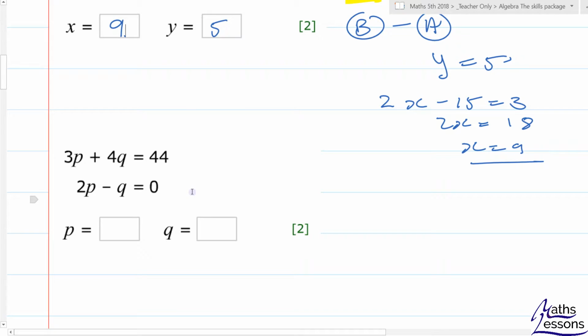It's a similar question. In fact, this one is easier, especially if you eliminate the q's. I want you to eliminate the q's this time. I'll give you 60 seconds.